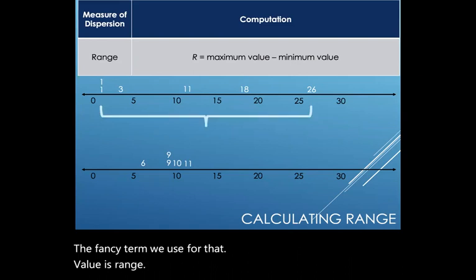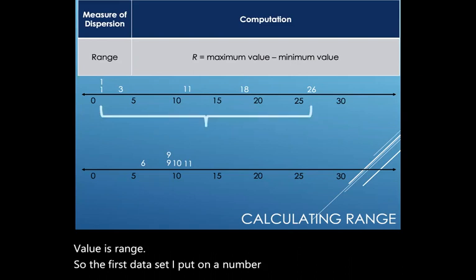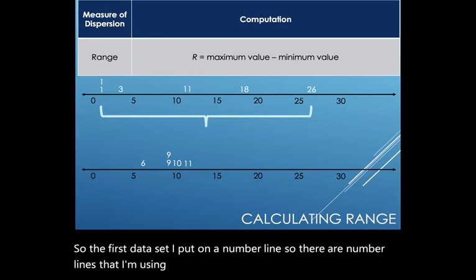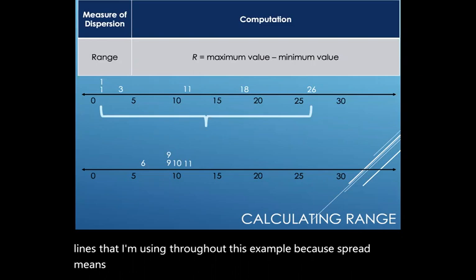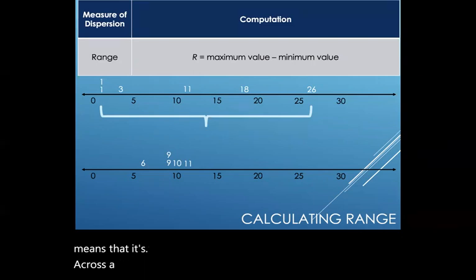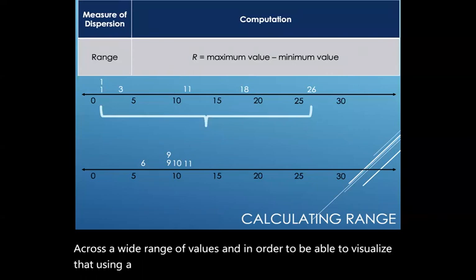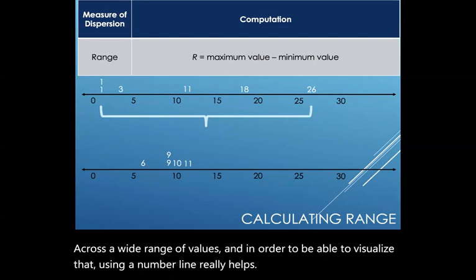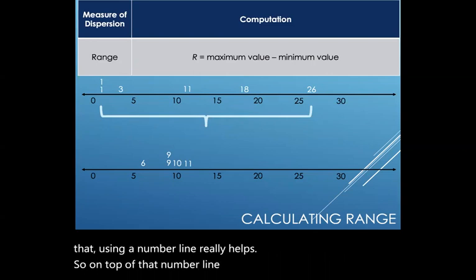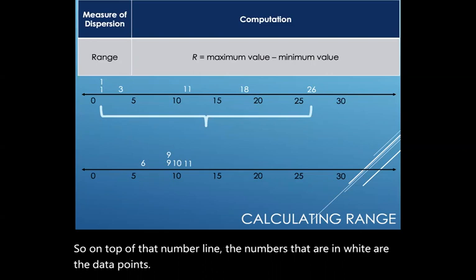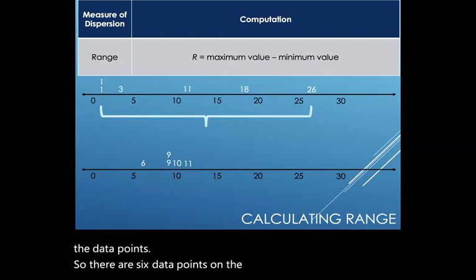So the first data set I put on a number line. There are number lines that I'm using throughout this example because spread means that it's across a wide range of values. And in order to be able to visualize that, using a number line really helps. So on top of the number line, the numbers that are in white are the data points. There are 6 data points on the top, and there are 5 data points on the bottom.